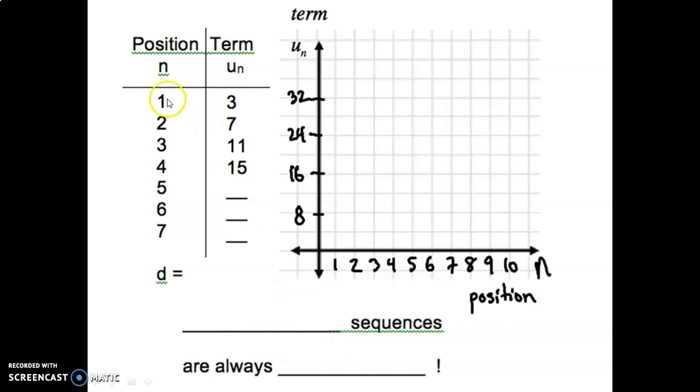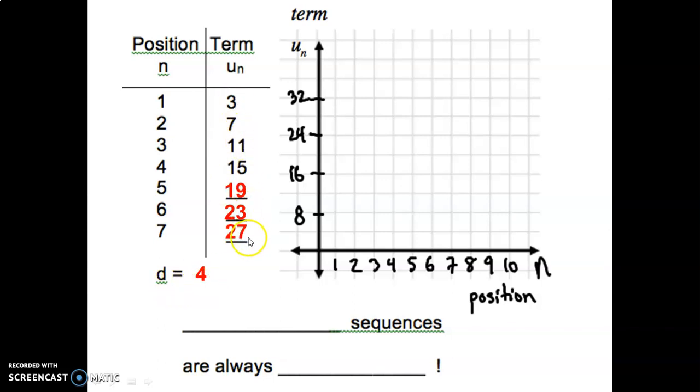Let's look at graphing an arithmetic sequence. So here we have another one. This is the position number or term number. So term number 1 is 3, term number 2 is 7, and so on. Let's continue the sequence going. Looks like we're adding 4 every time. So 19, 23, and 27. Therefore, our common difference is 4.